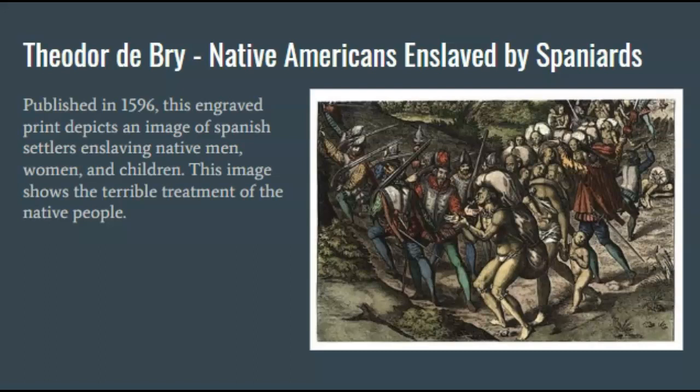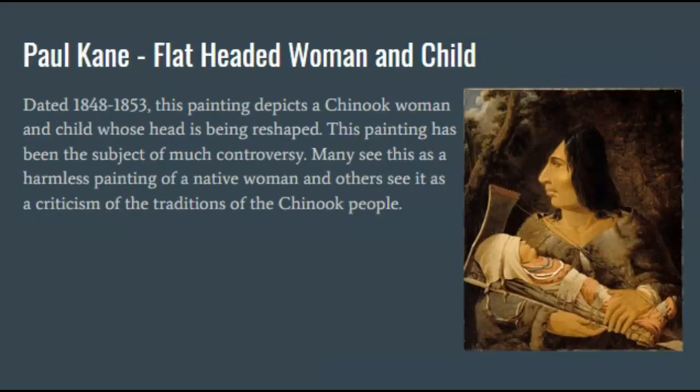And finally, the painting by Paul Kane. This painting was dated between 1848 and 1853 and depicts a Chinook woman and her child whose head is being reshaped. This painting has been a subject of a lot of controversy through the years, and many see it as a harmless painting of a Native woman. Others see it as a criticism of the Chinook traditions.